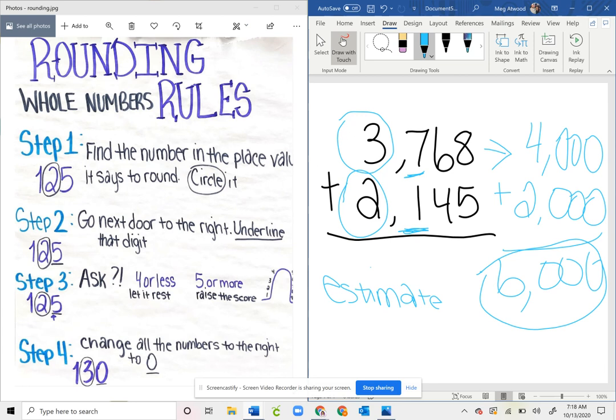Okay? Because if I were to add really quickly, I would get 5,913. And again, if I'm rounding, 9 is 5 or more, so that goes to 6, okay? So we're finding this answer. See how quick I was able to do that once I rounded? Okay, so that's what we're going to be working on today.